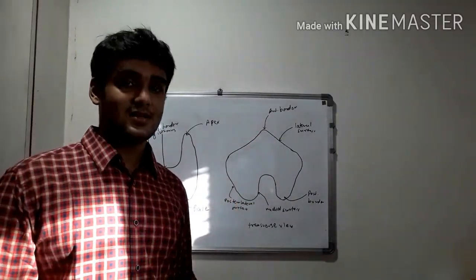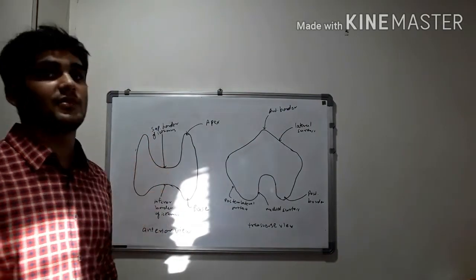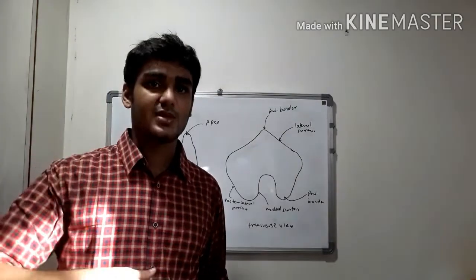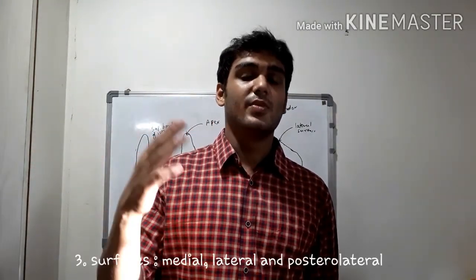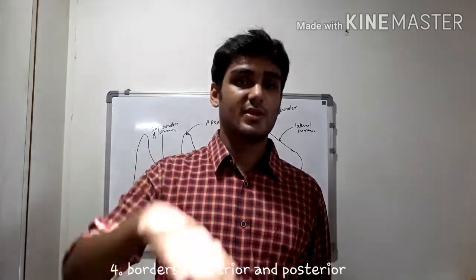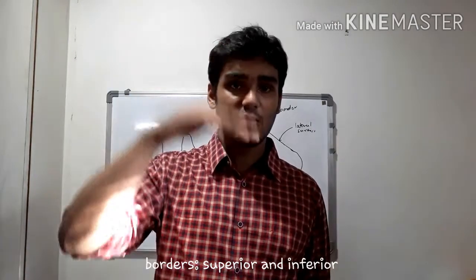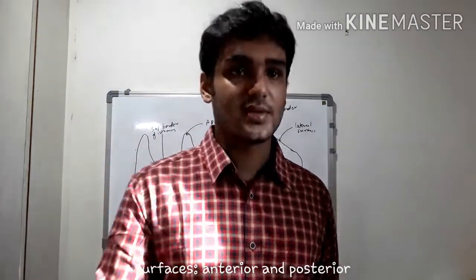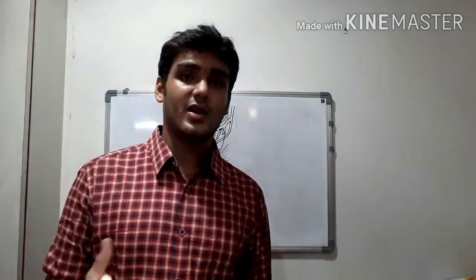Similarly, the isthmus has two borders and two surfaces: the superior border and the inferior border, and the anterior surface and the posterior surface. So I repeat again: each lobe has an apex, a base, three surfaces: medial, lateral, and posterolateral, and two borders: anterior and posterior. Moreover, the isthmus has two borders and two surfaces: the superior and inferior borders, and the anterior and posterior surfaces.